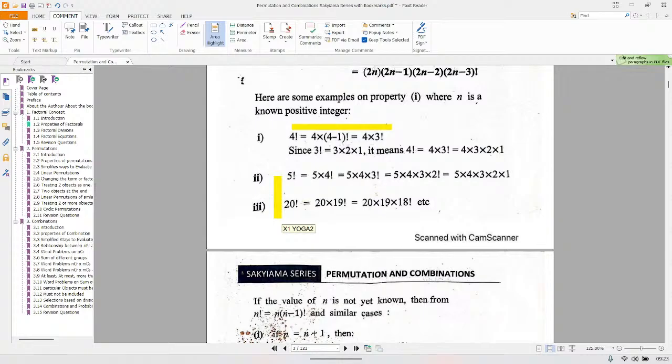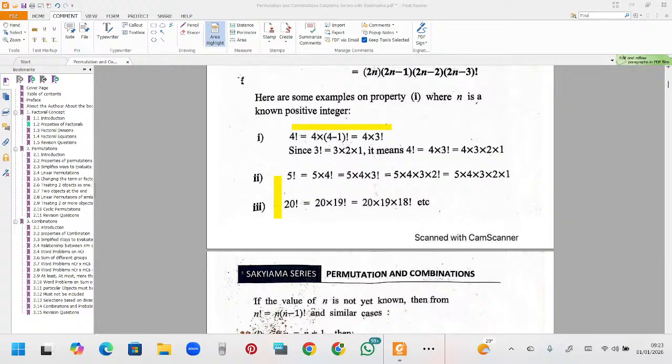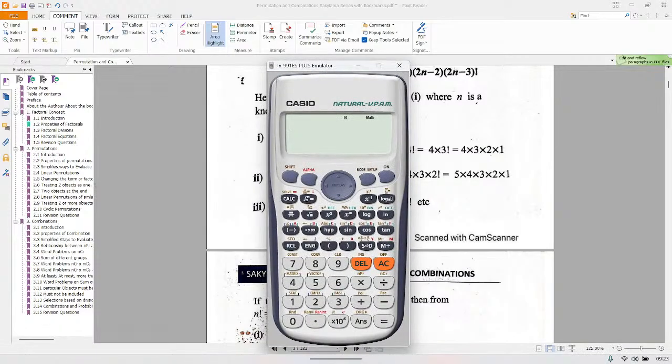5 factorial, yeah, they are there. And also learn how to punch the factorial on your calculator. So for example, if I want 10 factorial, I press 10, then I press shift and the button below the mode. Right, the button below the mode. You get it?